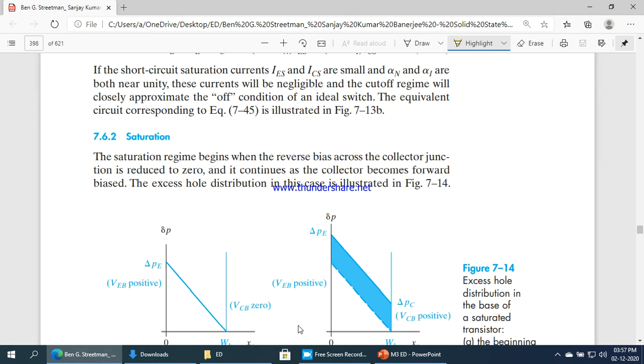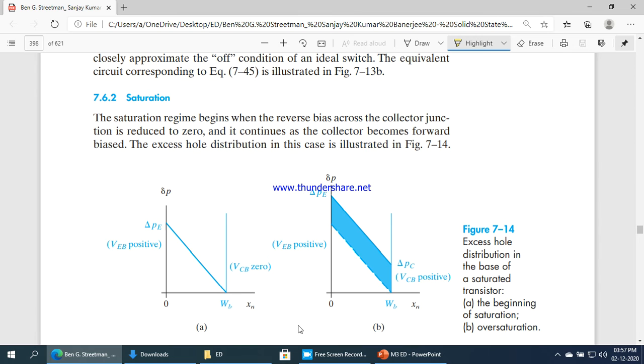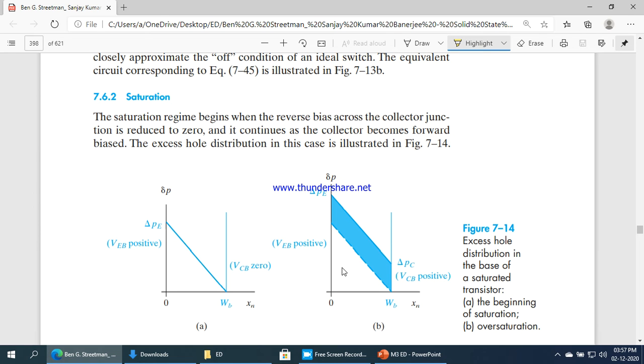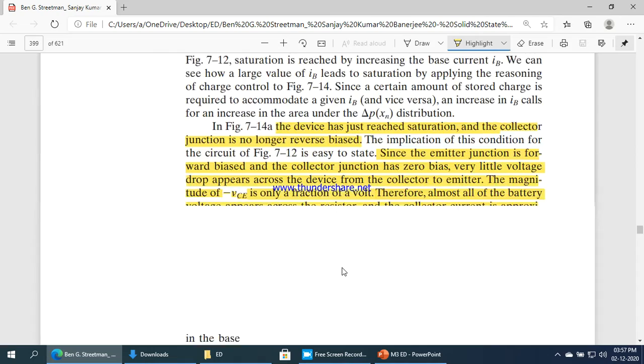The saturation region is over now. How we can make the BJT come from the cutoff region to saturation is by making the collector base junction voltage zero and then increasing the VCB potential slowly. That will make the saturation region. In this region only, the device acts like a switch on. That is the on state of the switch.